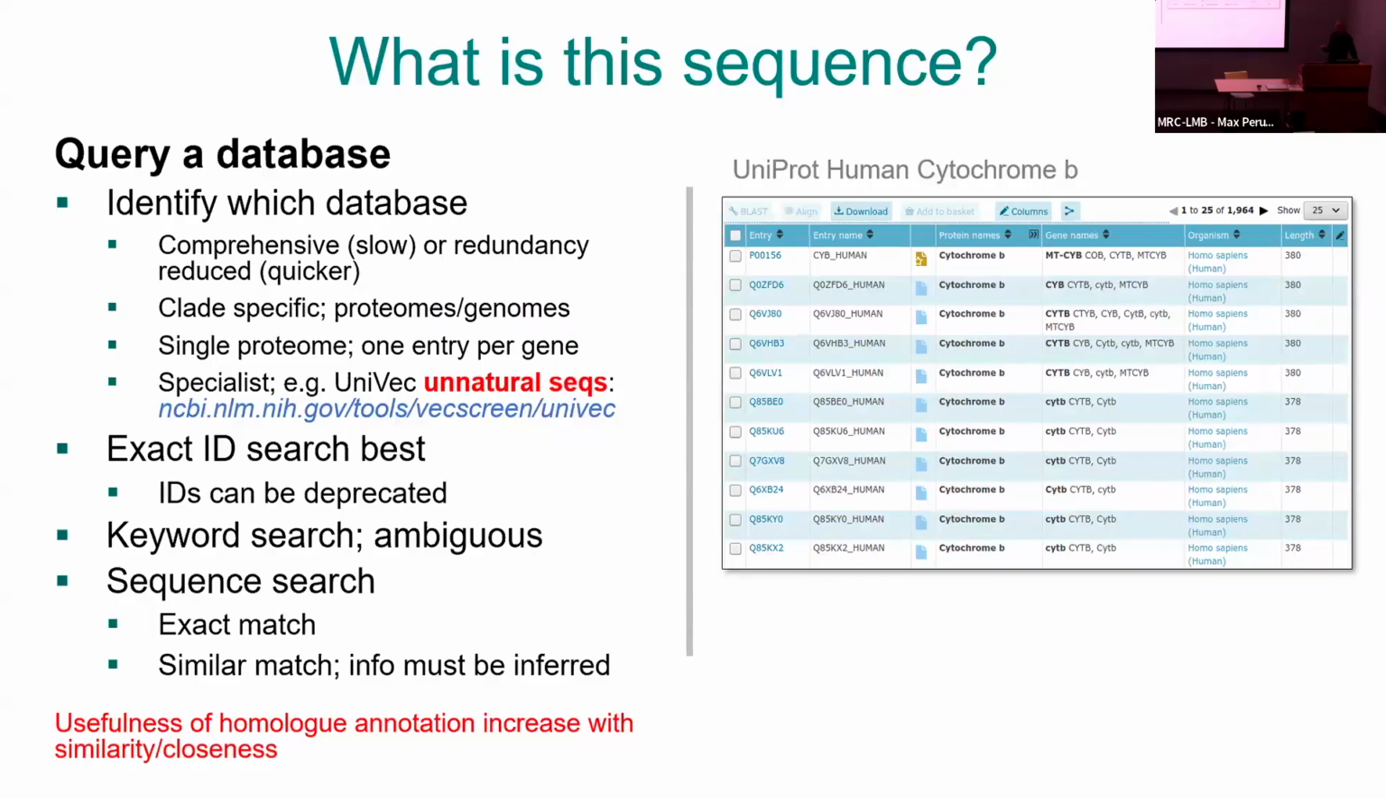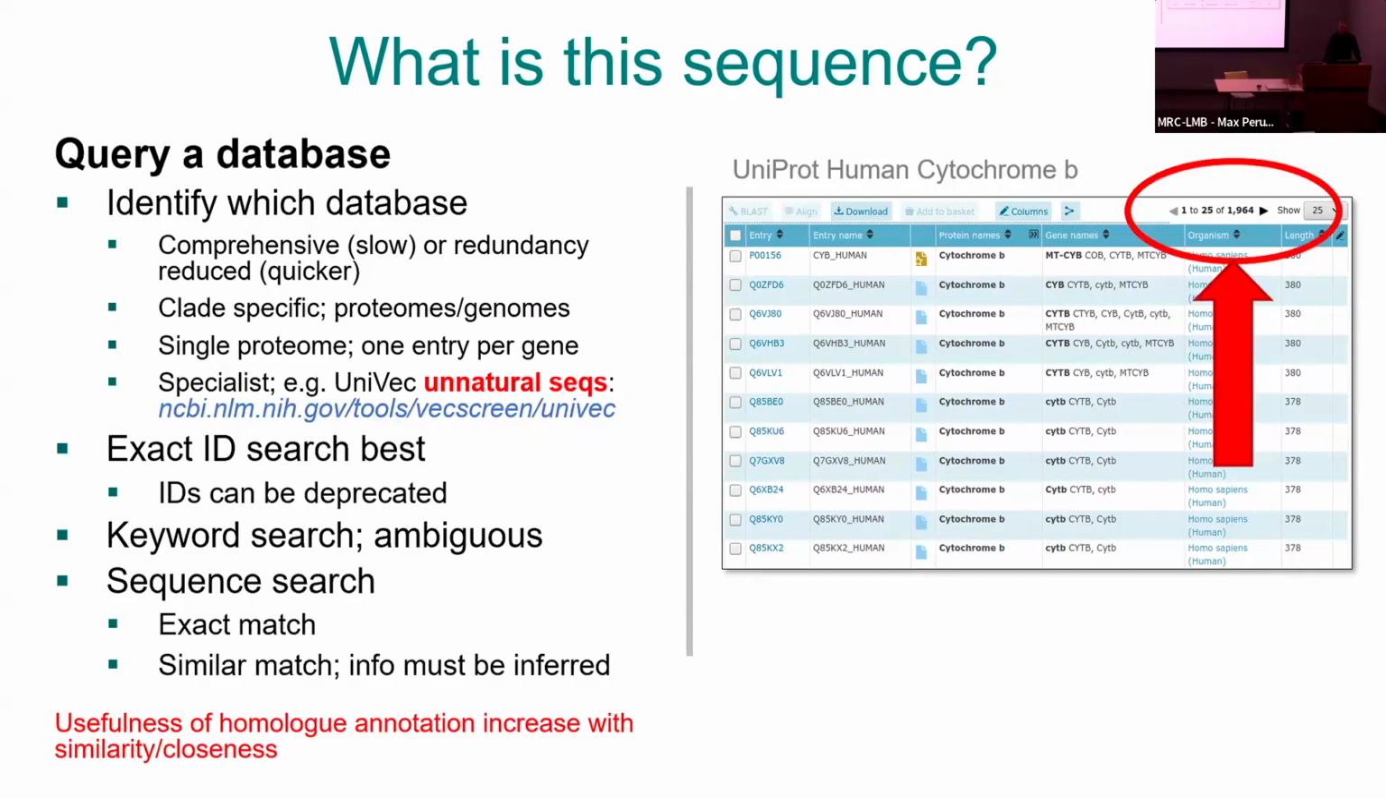With sequence searches, remember that the information you can infer from a homolog is only as good as the homolog is close to your query. So the more sequence separation, the more evolutionary distance you have, the less valid or less accurate the information will be.